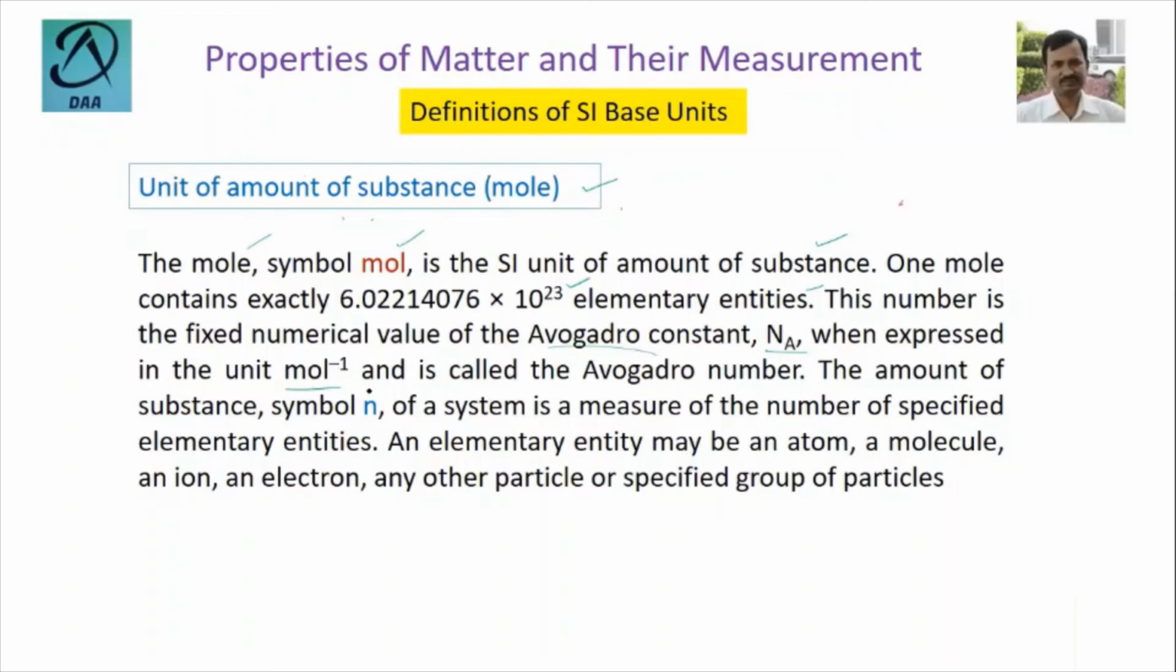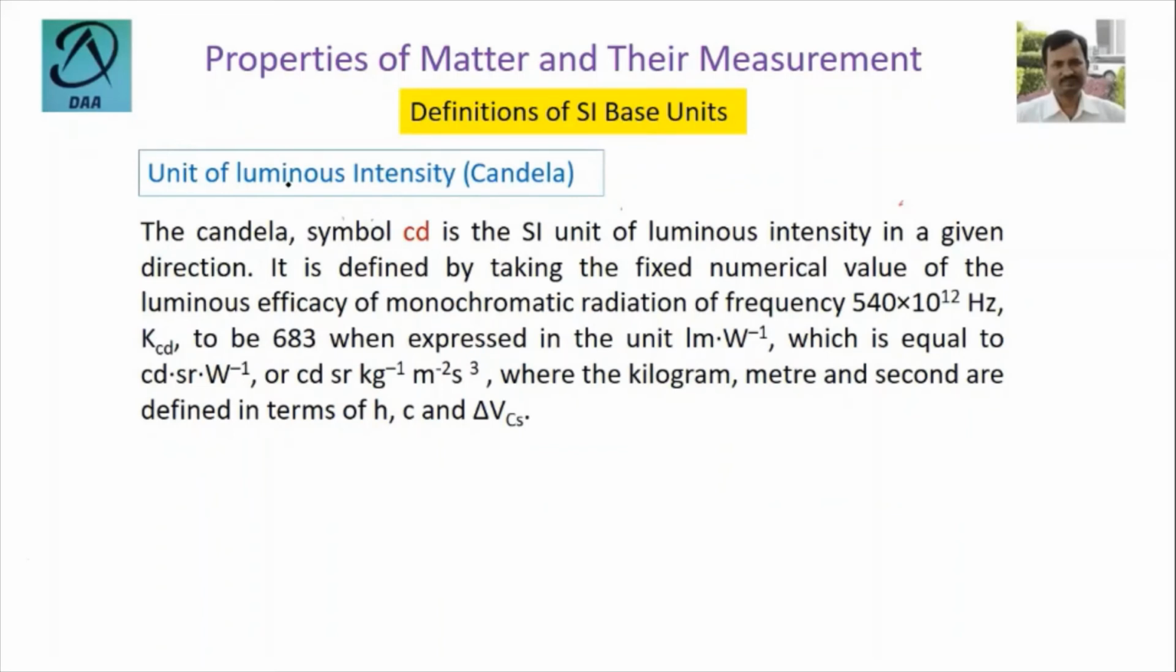The amount of the substance, which is symbolized by small n of a system, is a measure of the number of the specified elementary entities. An elementary entity may be an atom, a molecule, an ion, an electron, any other particle or specified groups of particles.